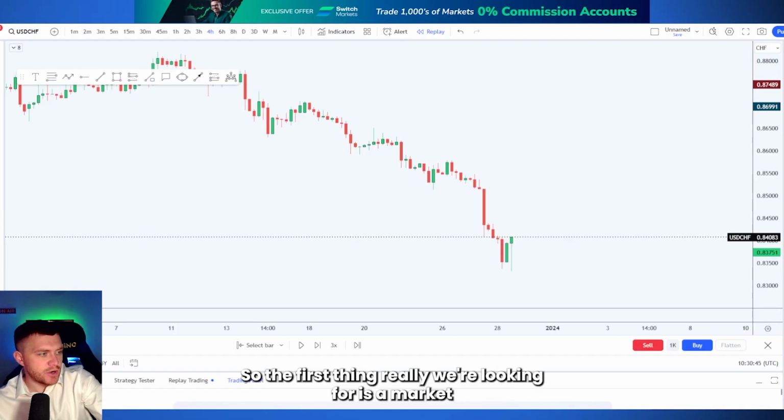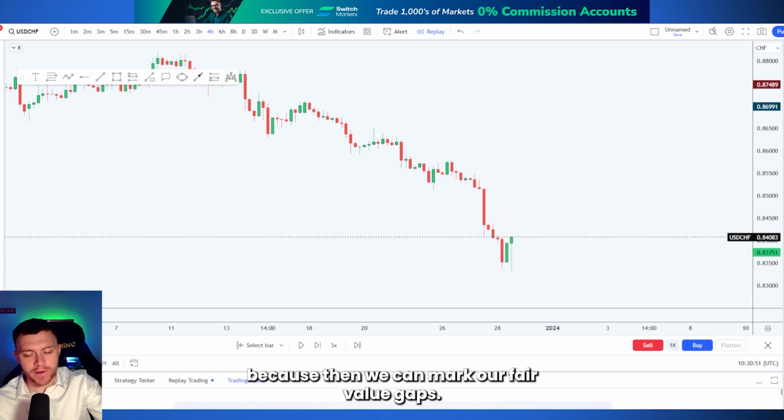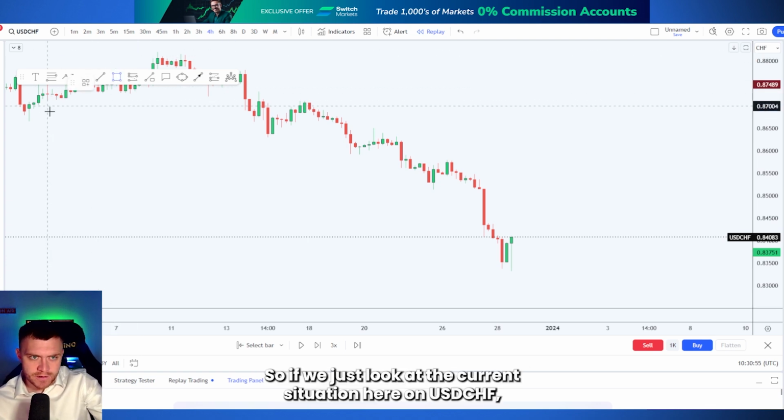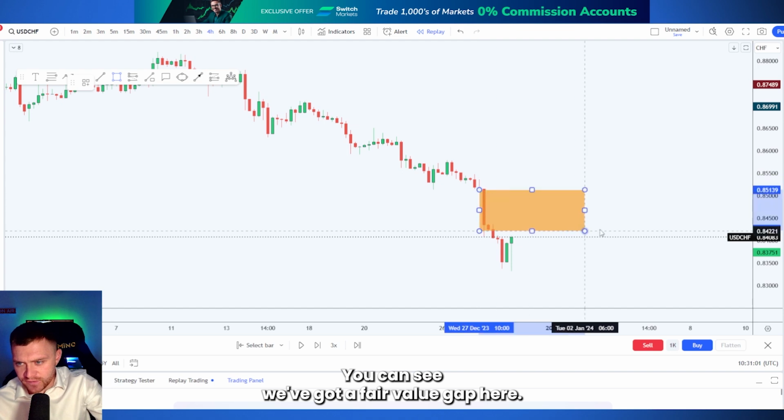Okay, so let's have a look at a live trading demonstration now. The first thing we're looking for is a market which is moving in a particular direction in an impulsive manner, because then we can mark our fair value gaps. So if we just look at the current situation here on USD versus the Swiss franc, I literally pulled this chart out at random. You can see that we've got a fair value gap here.